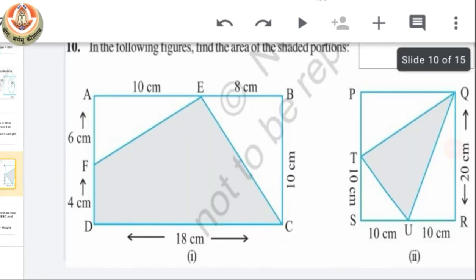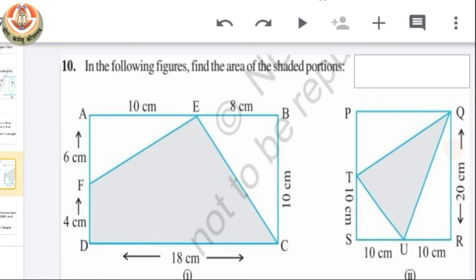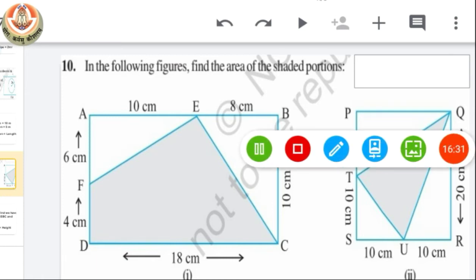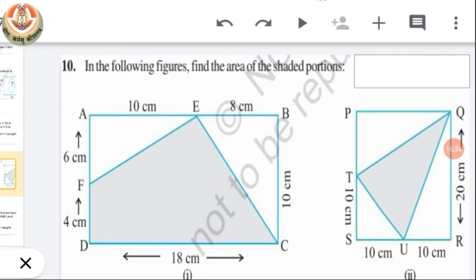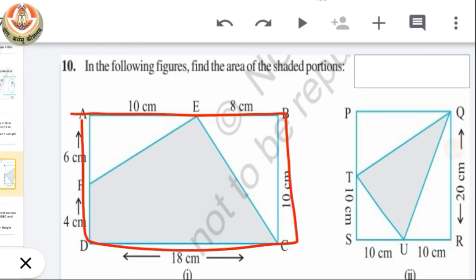Now let's move on to the next question. Question number 10. In the following figure, find the area of the shaded portion. So you can see here, in the first part, what we can do: this is our rectangular figure, so we can easily find its area. First we have to find the area of this rectangular figure.